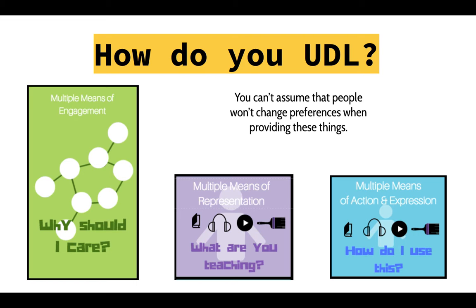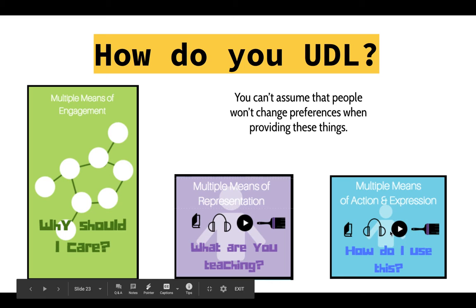Once we have hooked them and we've provided them a reason why we should even care about what we're learning, then it's important, especially on the teaching end, to think through multiple means of representation. What are we teaching and how can we represent it? Whether that is thinking through audio and visual cues, whether that's thinking through in what ways we can apply this to the real world, bringing in different representations within videos and pictures and the levels of symbolism moving from very concrete to very abstract. And then once we know we care about it, and once we know what we're teaching, how does the student then use that or show their knowledge? That comes in with multiple means of action and expression.